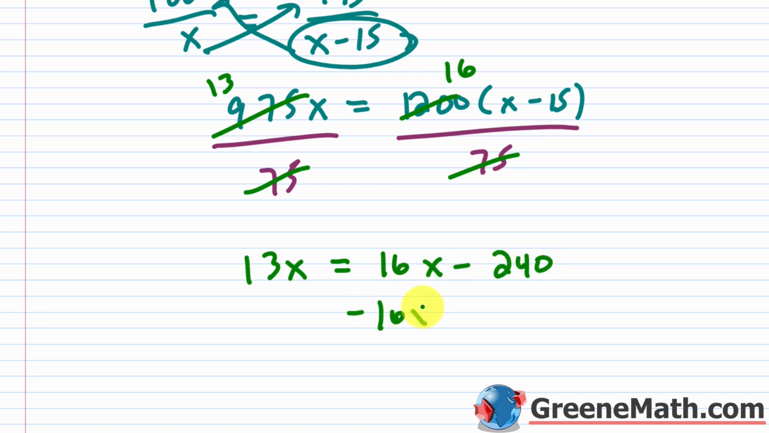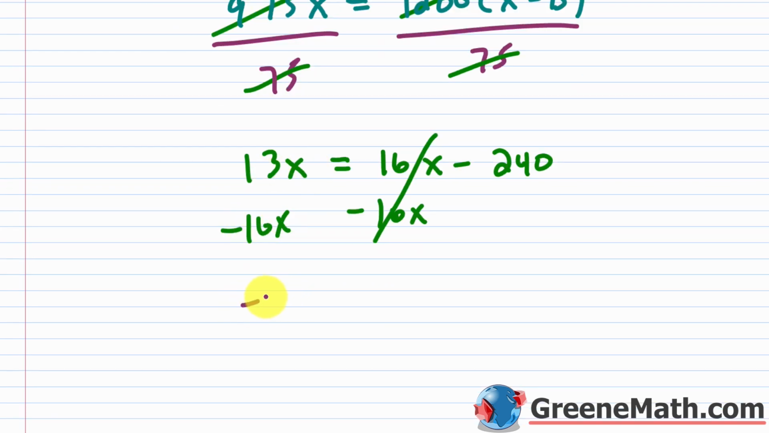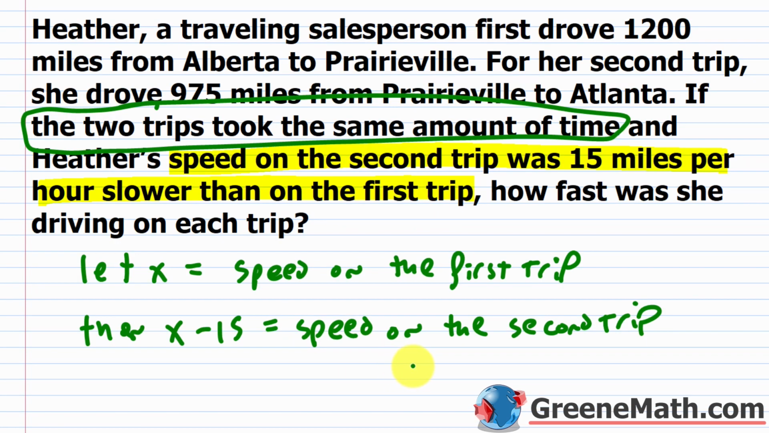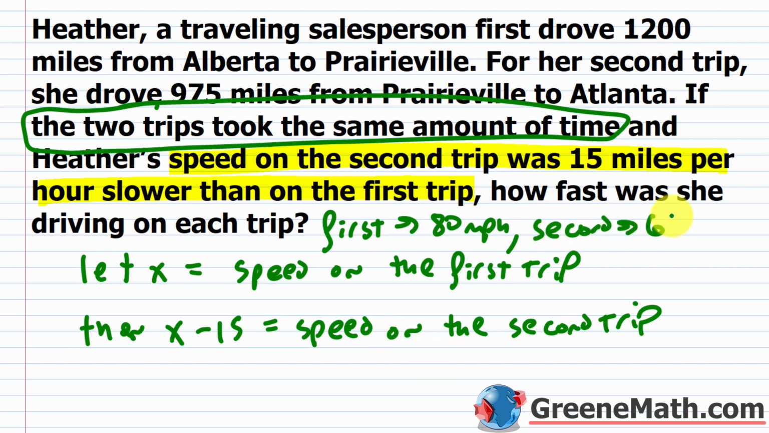So let's subtract 16x away from each side. We'll cancel that away. 13x minus 16x is negative 3x. And this equals negative 240. Let's divide both sides by negative 3. Let's cancel this with this and say x is equal to negative 240 divided by negative 3. That's going to be positive 80. So x is 80. So coming back up here, the speed on the first trip is 80 miles per hour. So I'm just going to put first, we'll put 80 miles per hour. And then for the second, it's going to be 15 miles per hour slower. So 65 miles per hour.